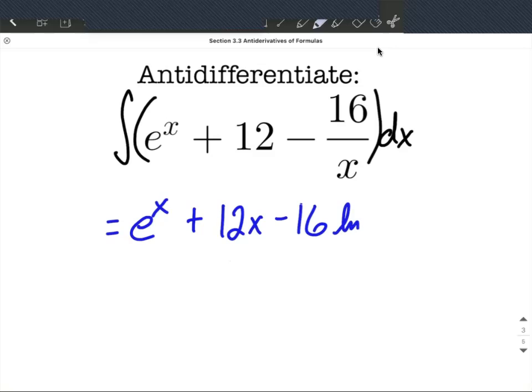This works out to be the natural log of the absolute value of x, and we'll include a plus c at the end, for any constant could be attached at the end. Because the derivative of any constant would just be 0, there could be a plus 0 at the end of this integrand.